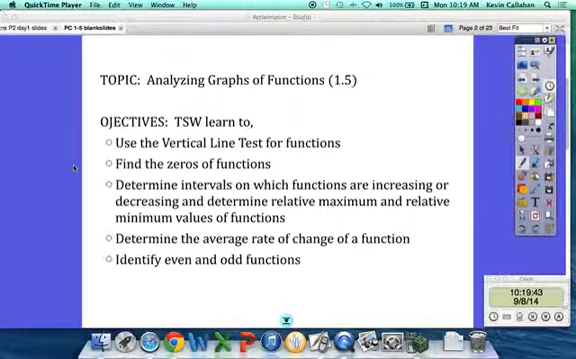Today we're looking at graphs of functions. Some of this stuff, using a vertical line test, nobody's challenged by that. Finding the zeros of functions. Since this is about graphs, it ought to be not just the solving, because we did that in the last lesson, but there's a little bit of both in there. The intervals of increasing and decreasing.